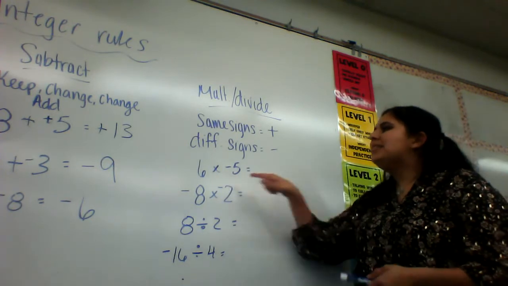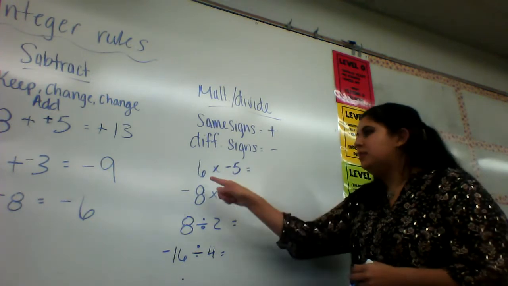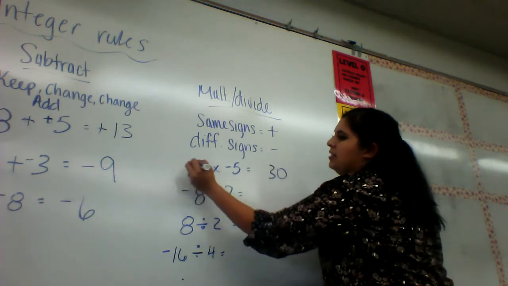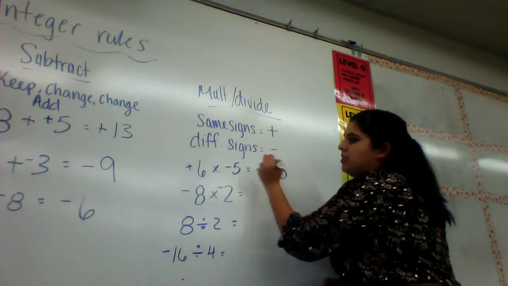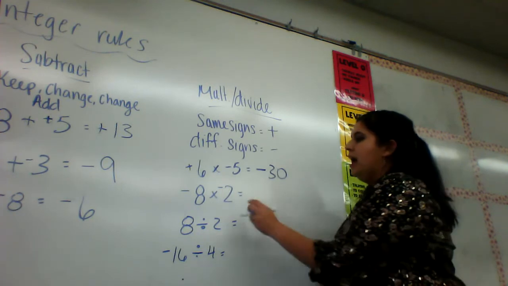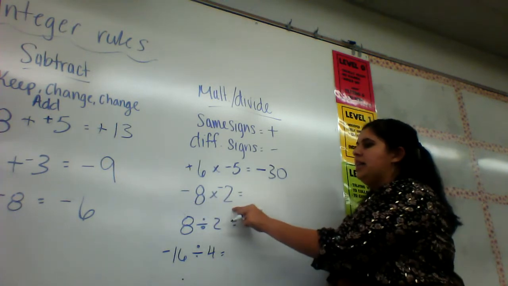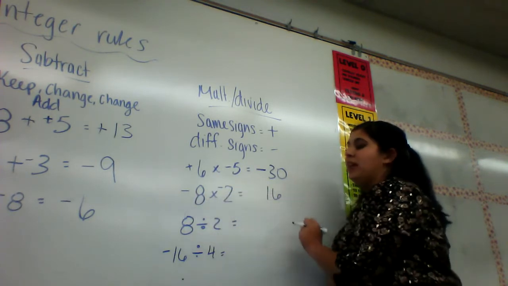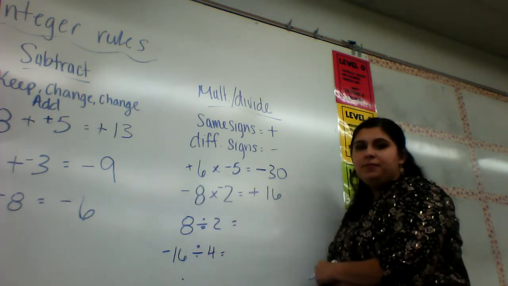So 6 times negative 5. So 6 times 5 is going to give me 30. These are different signs. That's a positive, that's a negative. So it's going to be a negative. I have negative 8 times negative 2. Well, 8 times 2 is going to give me 16. These are both negatives. So it's positive.